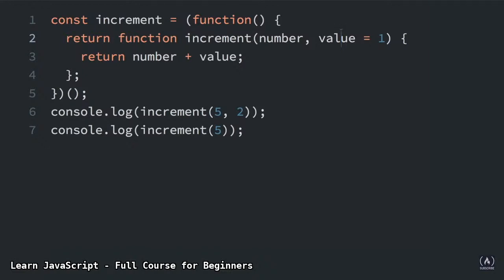So if we run this, we can look on the console. We have 7 for this first one and 6 for the second.